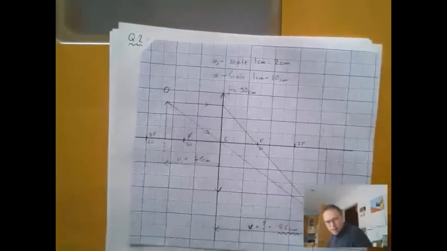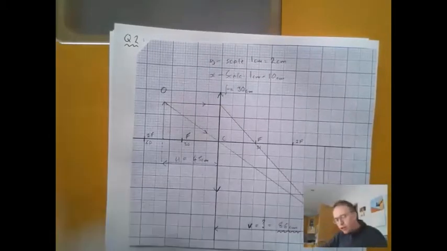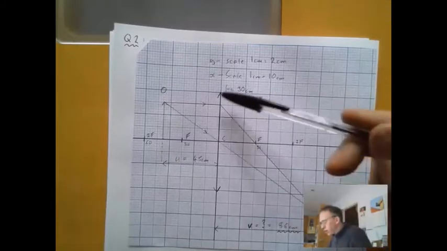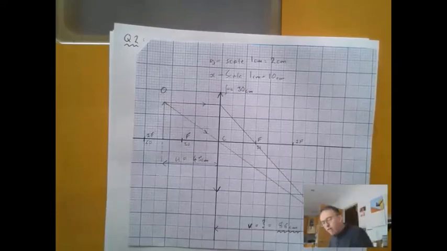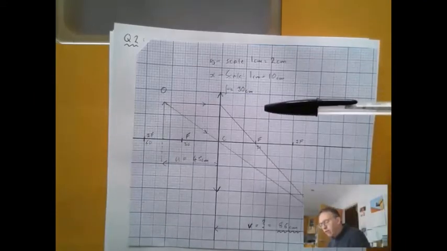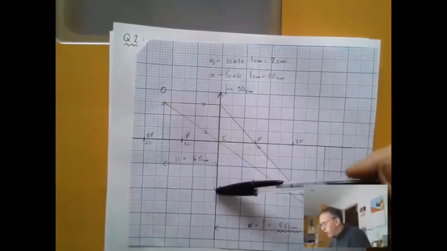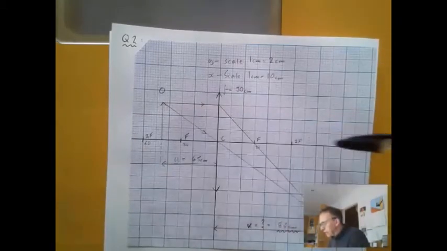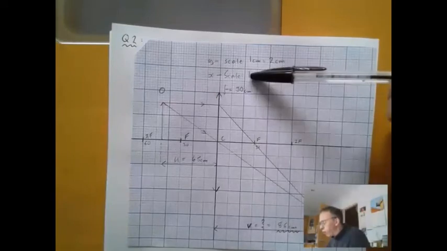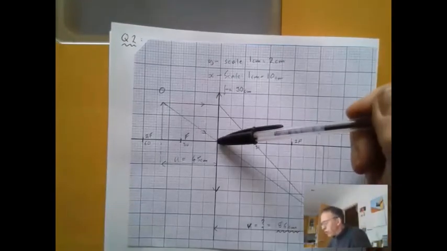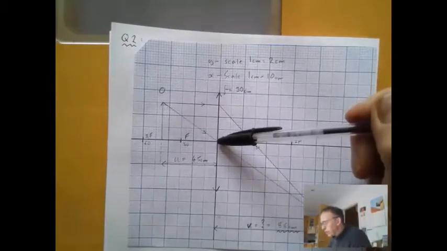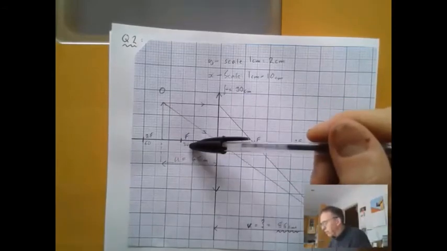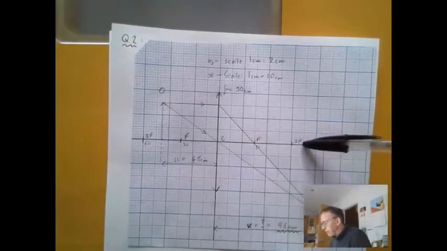So here's question 2. In question 2, I chose to do the ray diagram first and then the calculation. The object is placed 45 centimeters in front of a converging lens of focal length 30 centimeters. So here's my converging lens. I've chosen to use a scale on the principal axis of 1 centimeter to 10 centimeters, so every 1 centimeter represents 10 centimeters in reality. Therefore, 10, 20, 30. There's the focal length at 30 centimeters, and 2F at 60, and the same on the other side.